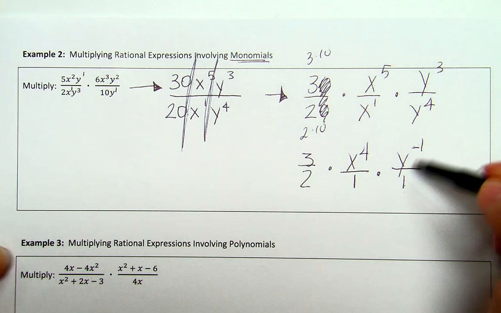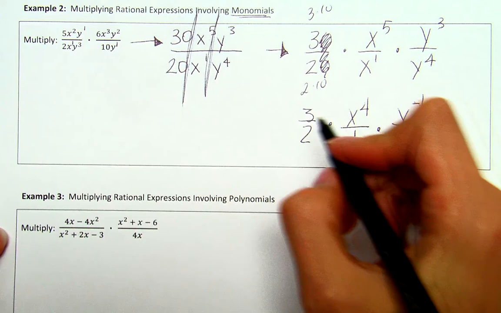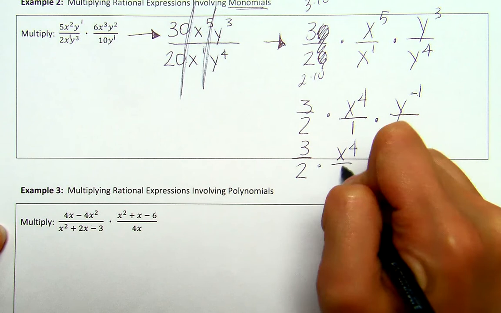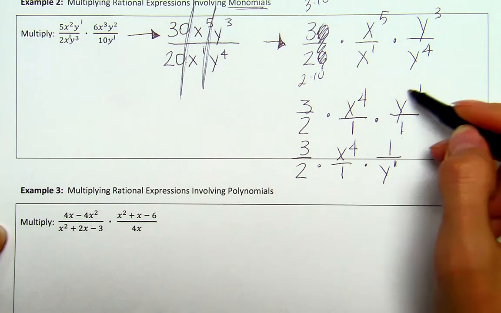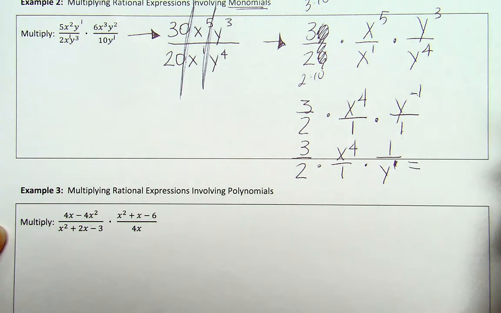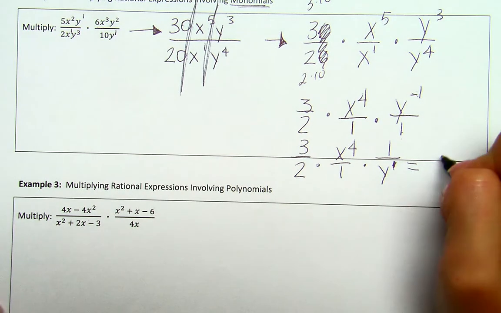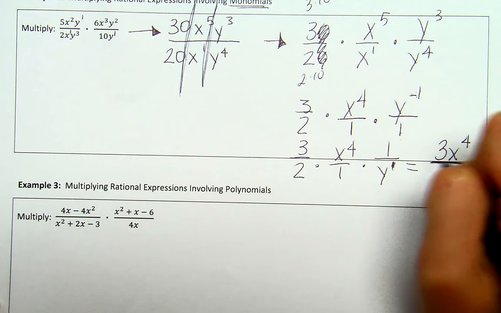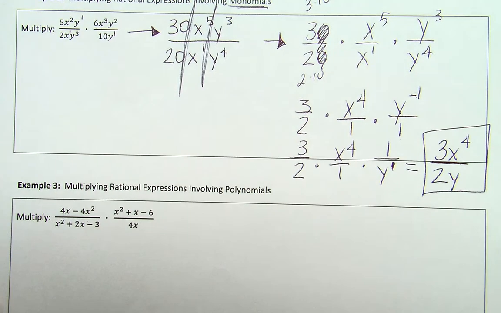Remember your exponents. When you have a negative exponent, that means you flip the whole thing around. So this is the same as 3 halves times x to the 4th over 1 times 1 over y to the 1st power. When you flip those negative exponents around, you no longer have a negative exponent. So if I combine these terms all together, we slap them together, there's no pluses or minuses, my final answer should be 3x to the 4th, that one kind of gets hidden, over 2y. And that's your final answer.